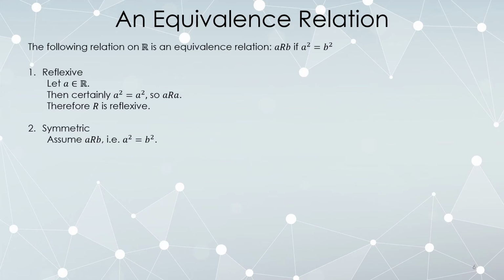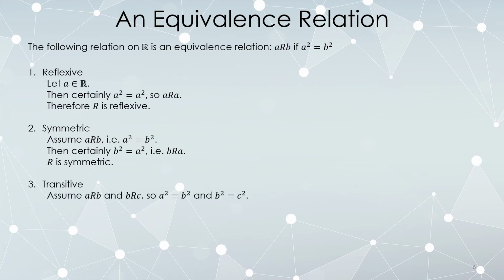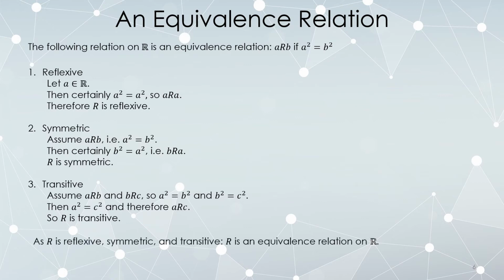Is it symmetric? First off, assume A is related to B, so A squared equals B squared. Then yes, B squared equals A squared, in other words, B is related to A, so we are symmetric. Is it transitive? Well, if I assume A is related to B and B is related to C, then A squared equals B squared and B squared equals C squared, so A squared equals C squared because the equal sign is transitive, and therefore A is related to C. So it is in fact transitive. So it was reflexive, it was symmetric, it was transitive. It's an equivalence relation.